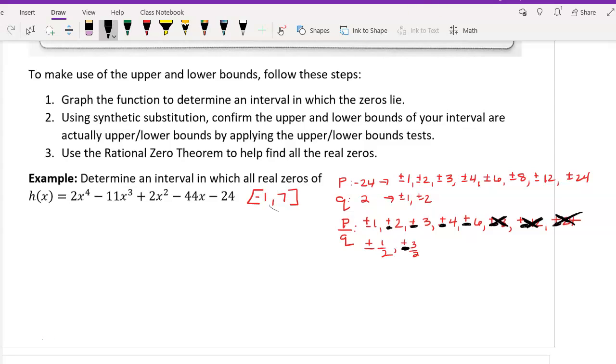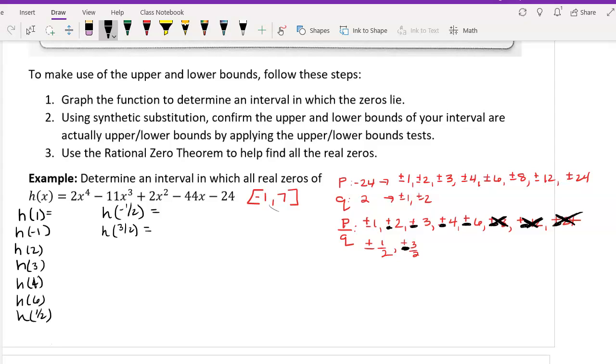So now we're going to go back to our handy dandy Desmos calculator, and we're going to just cycle through these p's over q's. So let's do h of 1, h of -1, then h of 2, h of 3, h of 4, h of 6, h of 1/2, h of -1/2, and then h of 3/2.